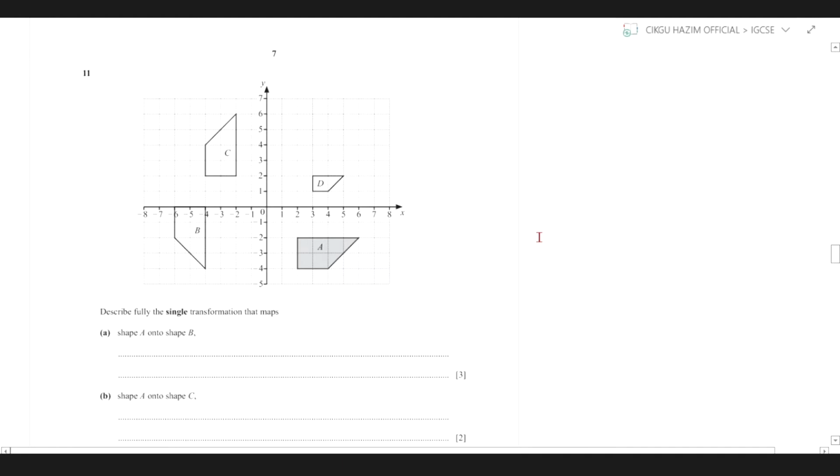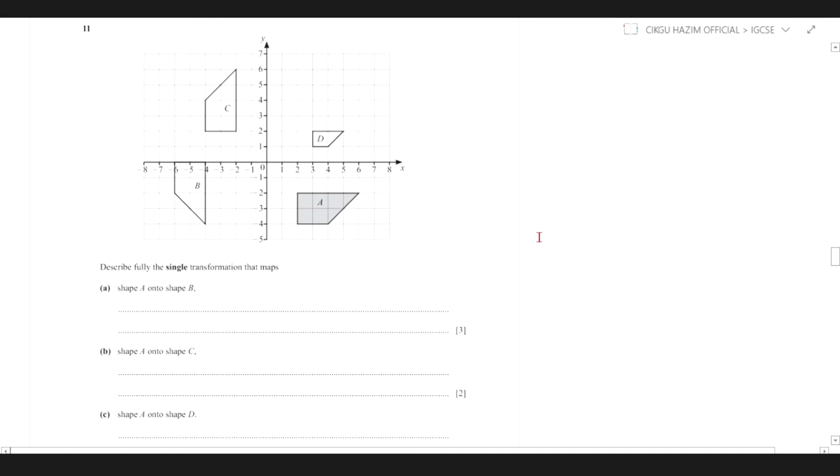Question number 11 is a bit tough because we need to see this properly and imagine this properly. Whenever we want to do this question, you need to know their descriptions one by one. So for a tip here, whenever you see a transformation question, straight away look at the marks provided. If it's a translation or a reflection, usually the marks given are only 2 marks. I'm not saying all the time, but usually.